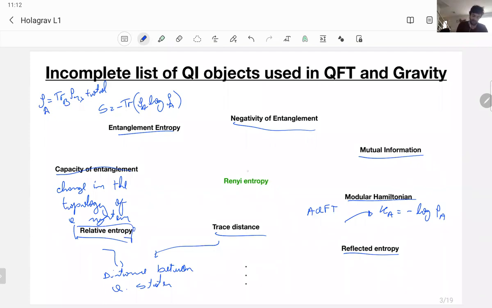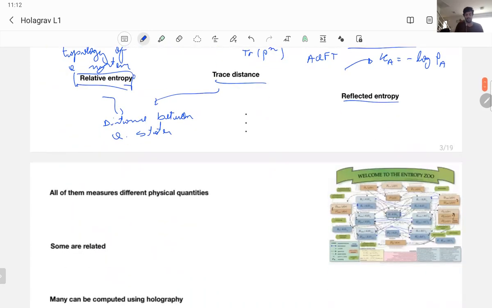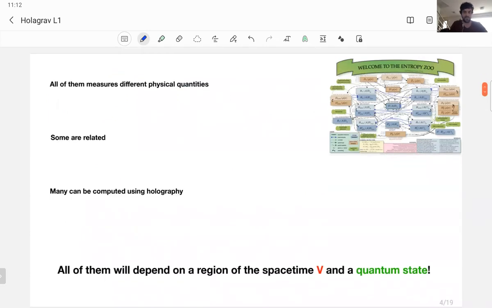And today we are going to center on Renyi entropies. Because Renyi entropies are interesting, and I want to introduce the replica trick, which is a trick to compute the trace of rho to the n that is involved in this Renyi entropy. As I say, all of them measure different physical quantities, or some of them measure entanglement, for example, but for different density matrices, mixed states or pure states. Some are related, and this is a crazy picture of the relations between quantum information quantities.